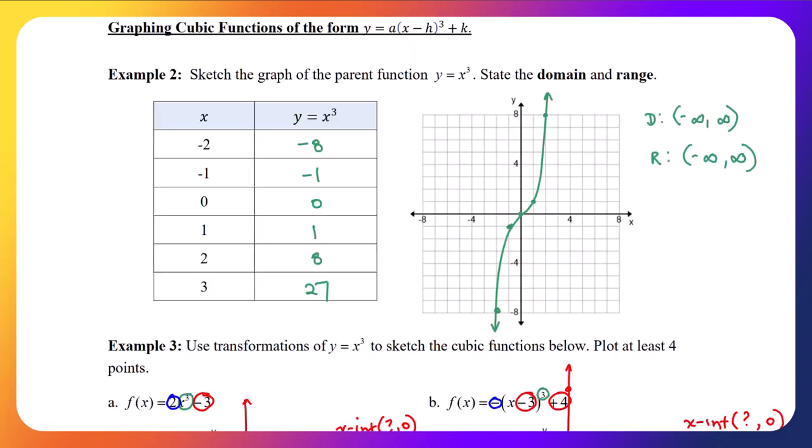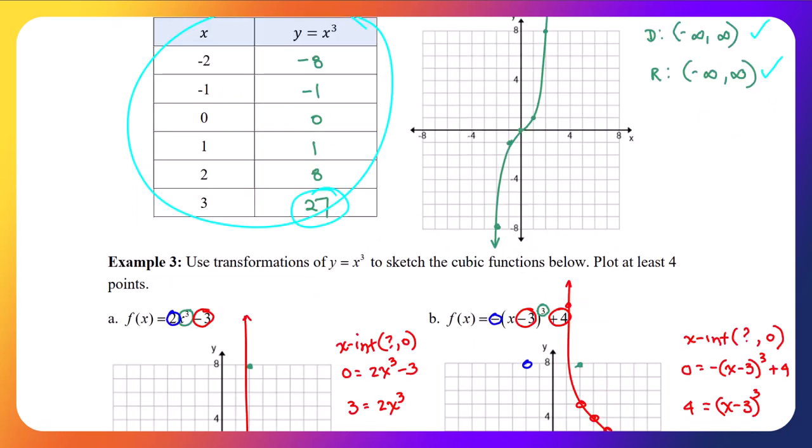Hopefully you remember from Algebra 2 that if we graph y equals x cubed, we can make a table and plot these points. Obviously 27 is off the graph, but we just put those numbers in so you can see the behavior of the function. And it goes left to right forever, and it goes up and down forever. Now in Algebra 2, we didn't make a table to graph everything. We graphed using what is called transformations.